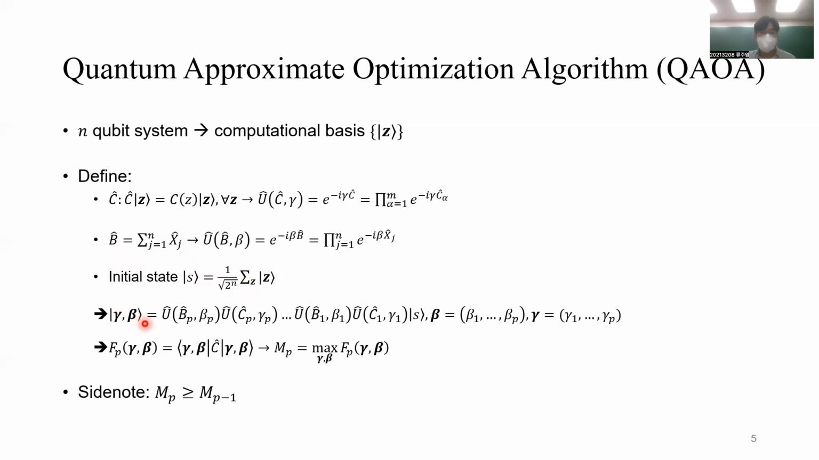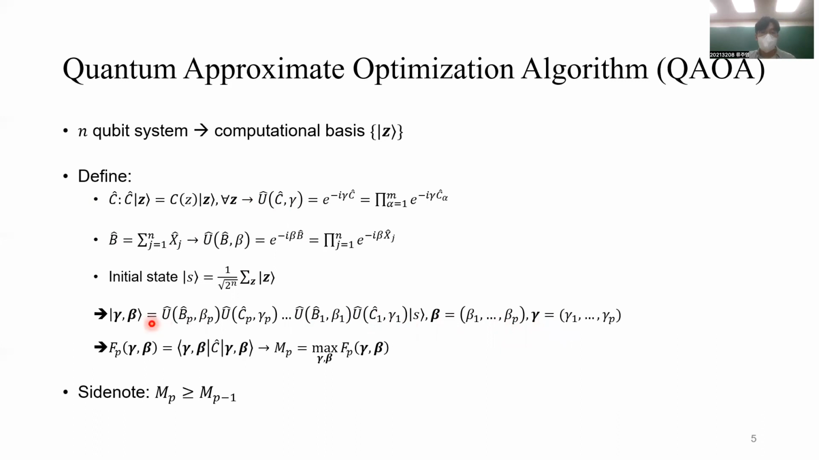We can also define the state gamma, beta. Here, gamma and beta are vectors, and this is simply S acted upon using rotation by C, rotation by B, and so on and so forth, but we changed the rotation angles here. Actually, I think I made a mistake. There shouldn't be 1 here or p here. It should just be the same, but the rotation angles can be different. So here we just write the whole set of rotation angles as boldface beta, and the same thing for gamma.